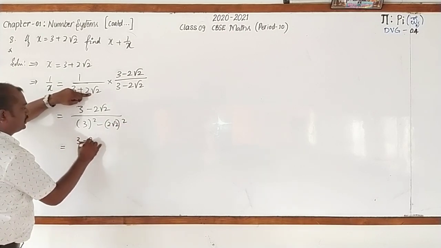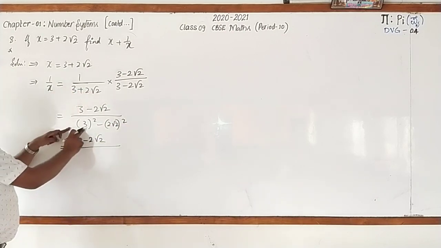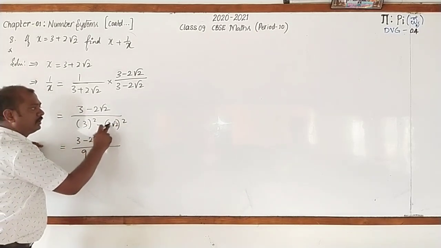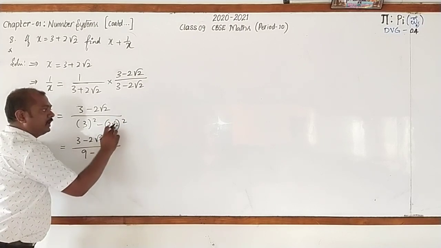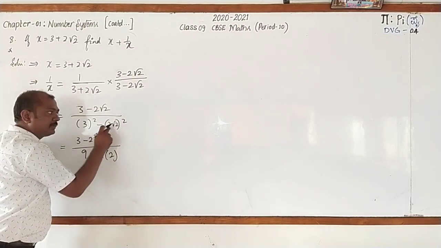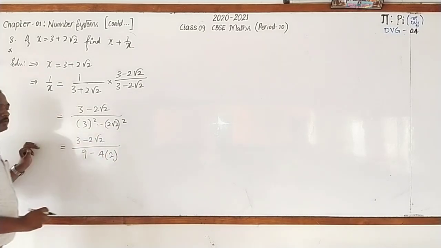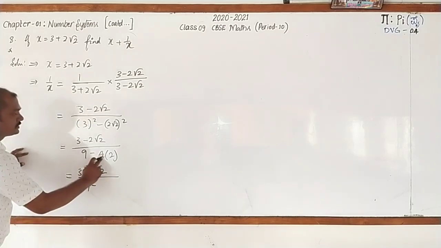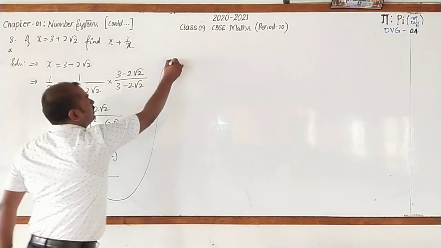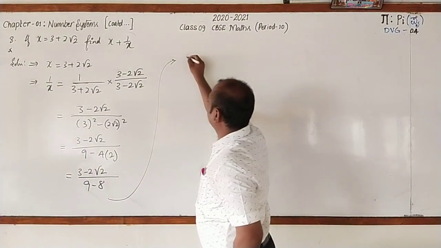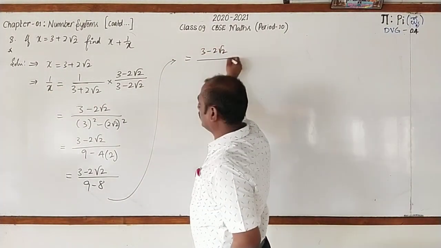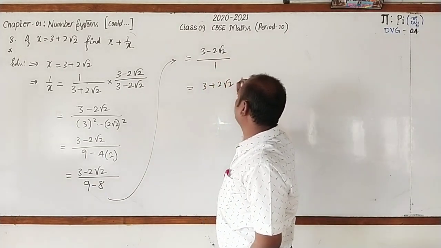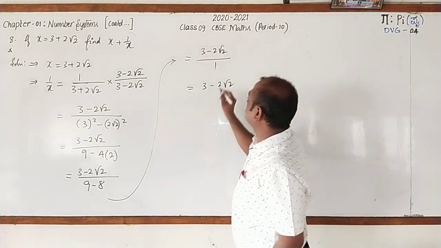It is equal to 3 minus 2 root 2 whole divided by, what is 3 square? 9 minus 2 into root 2 whole square. Observe, 2 square is 4, and root 2 whole square is 2. Here square is applied to both 2 as well as root 2. It is equal to 3 minus 2 root 2 by 9 minus 4 2s are 8. Here I will continue. It is 3 minus 2 root 2 whole divided by, what is 9 minus 8? It is 1.